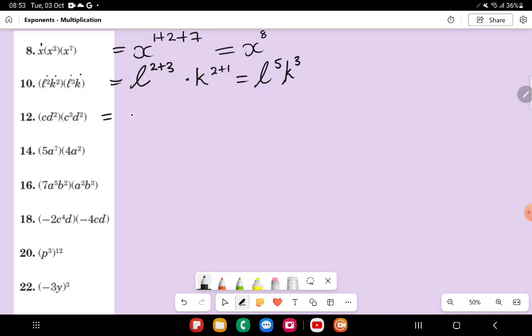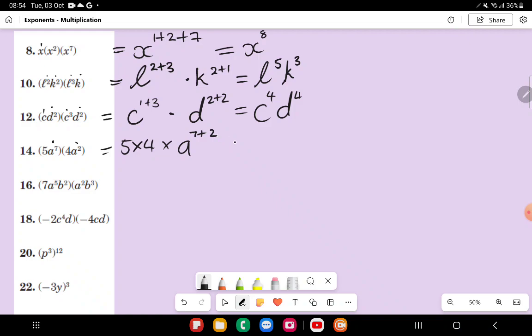Question 12. C to the power of 1 plus 3 multiplied by D to the power of 2 plus 2, which gives me C^4 D^4. Question 14. I now have a coefficient, which is the number before the variable. So I'm going to say 5 times 4, that's my coefficients. Then I say times A, 7 plus 2. 5 times 4 is 20, A^9.